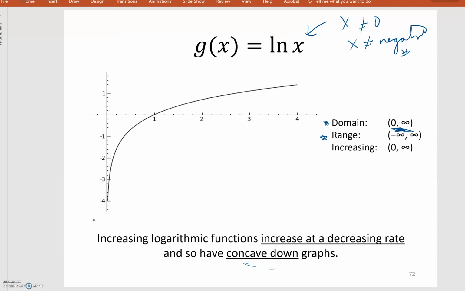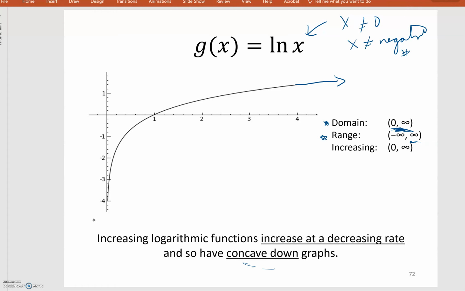Also notice that this logarithmic function is increasing at a decreasing rate, and therefore it's concave down. One last thing I want to point out is that sometimes people think log functions have an asymptote because it kind of looks like it's sloping off here. Even though it is at a decreasing rate, it still goes up forever. So notice that the range is positive infinity. This does go up and up and up. It just goes up very slowly.